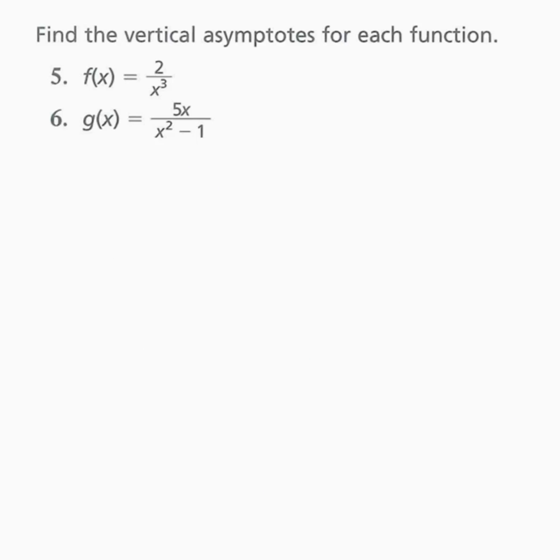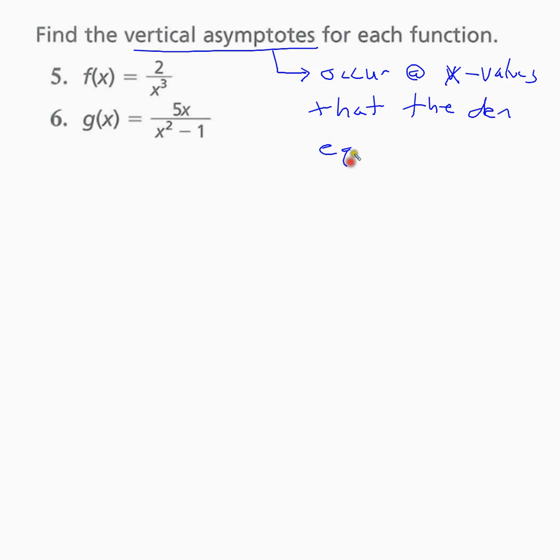The next example, vertical asymptotes. Vertical asymptotes occur at x values that make the denominator equal 0. So all we're doing is figuring out what values of x make the denominator equal 0. So what can you put in here that makes this 0?